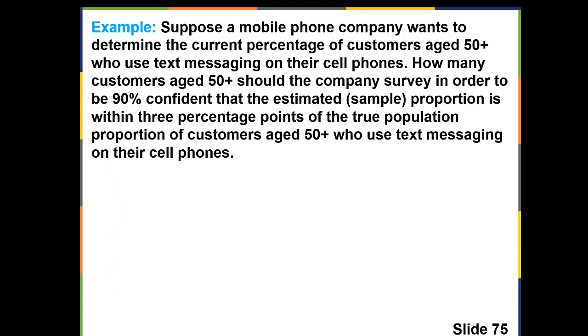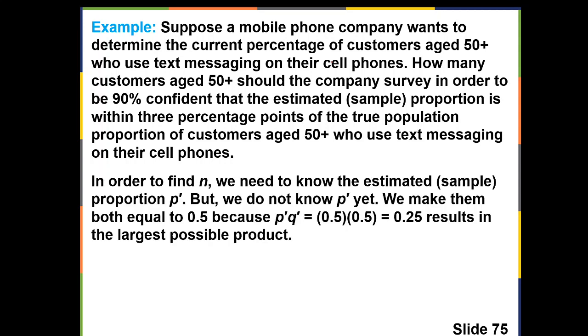All right, so here's a problem. It says, suppose a mobile phone company wants to determine the current percentage of customers age 50 plus who use text messaging on their cell phones. How many customers age 50 should the company survey in order to be 90% confident that the estimated proportion is within 3 percentage points of the true population proportion? So what we have here is basically the formula that we had.